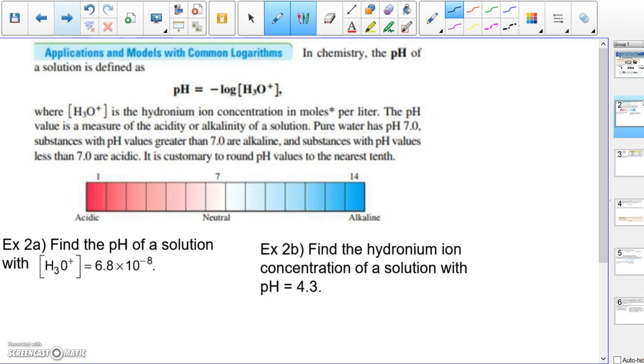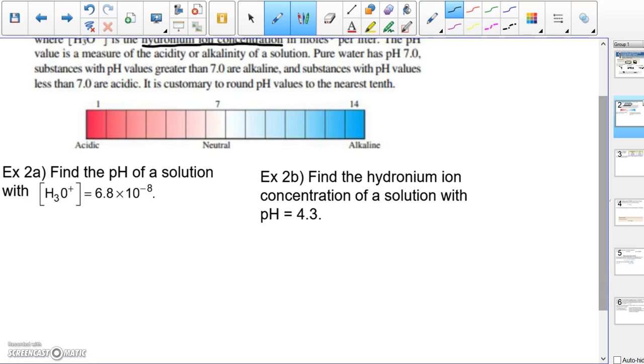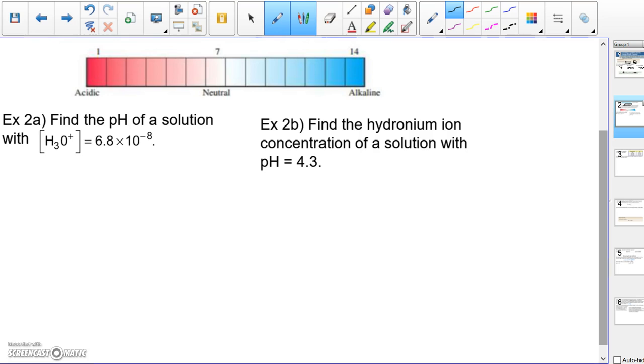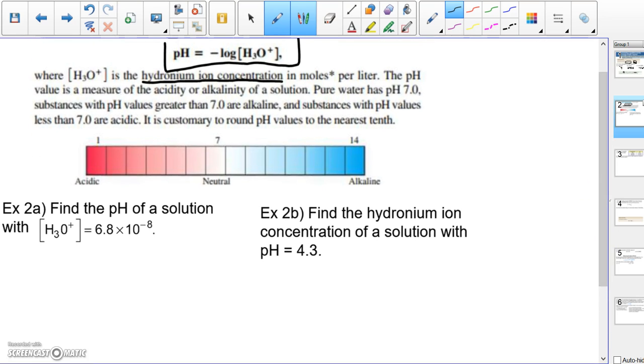Here's an application. We talk about pH and acidity. So we've got this formula, pH equals negative log of the hydronium ion concentration, H3O positive. 2a says find the pH of a solution with that hydronium ion concentration of 6.8 times 10 to the negative 8th. So look at your equation. The pH level is equal to the opposite of the log of that number, 6.8 times 10 to the negative 8th.